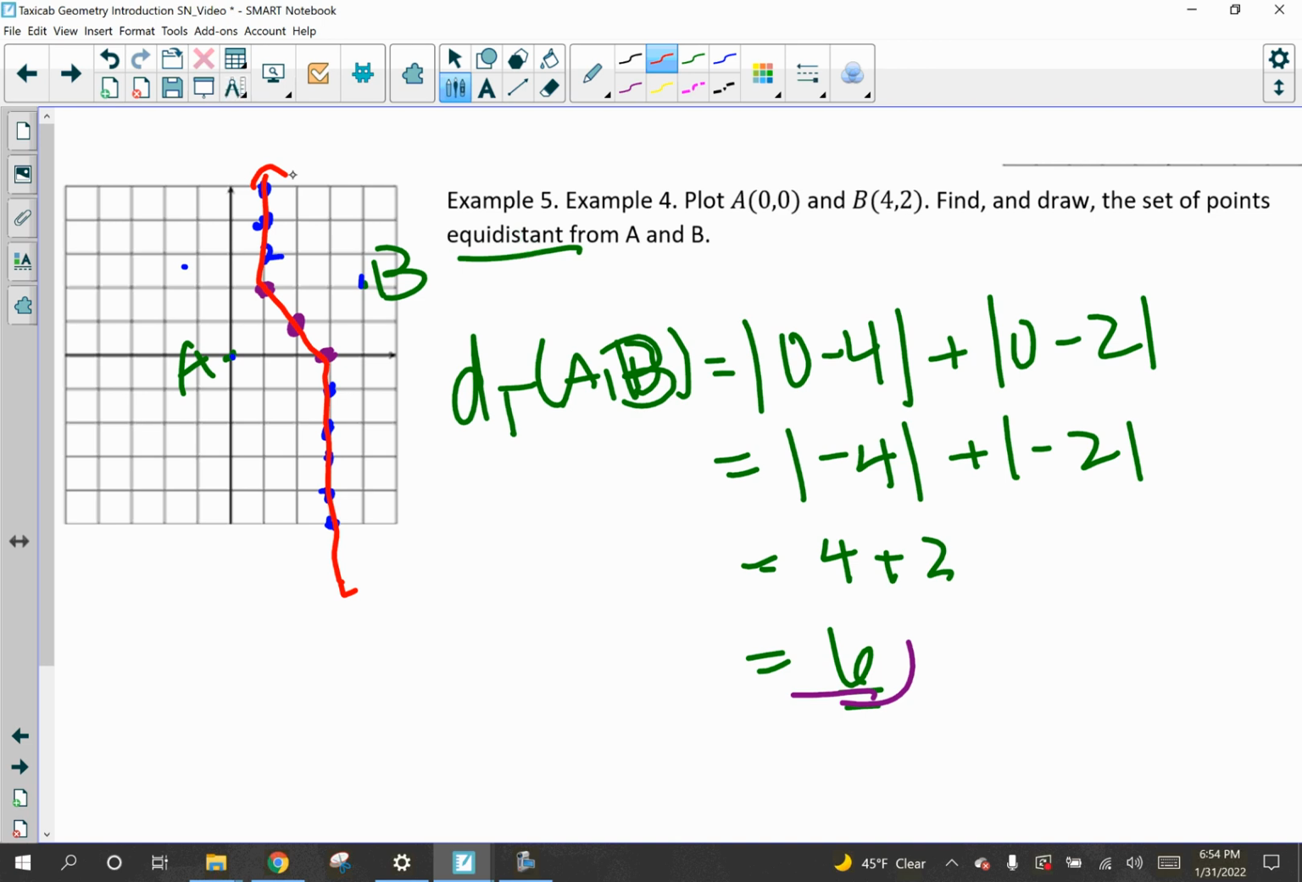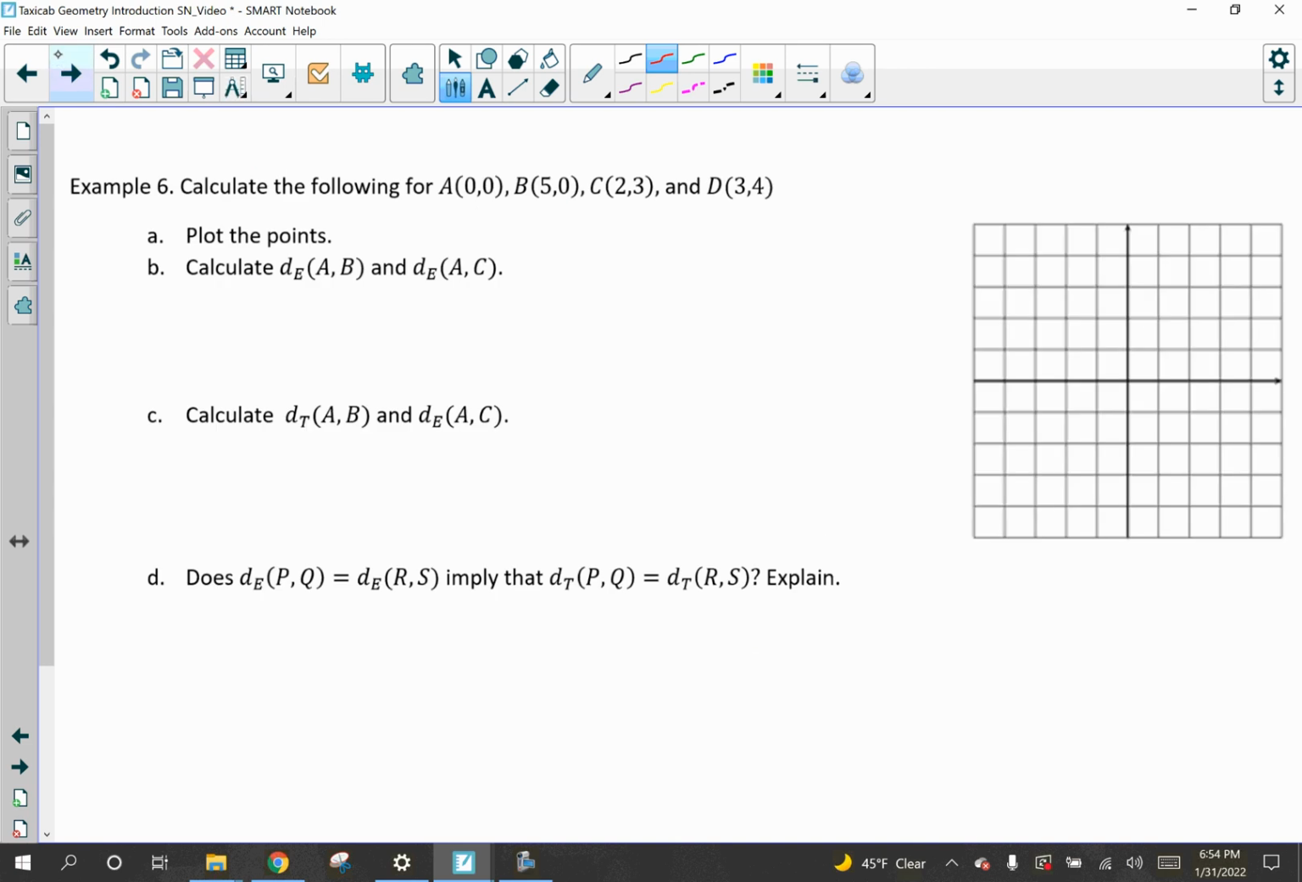That was fun. Okay, and the last question: calculate the following for A, B, C, and D. Plot the points. So A is (0, 0), B is (5, 0), C is (2, 3), and D is (3, 4).